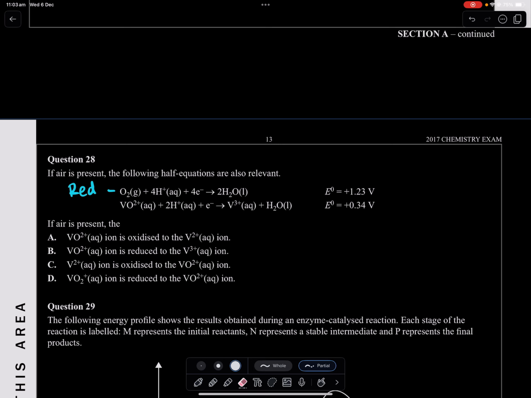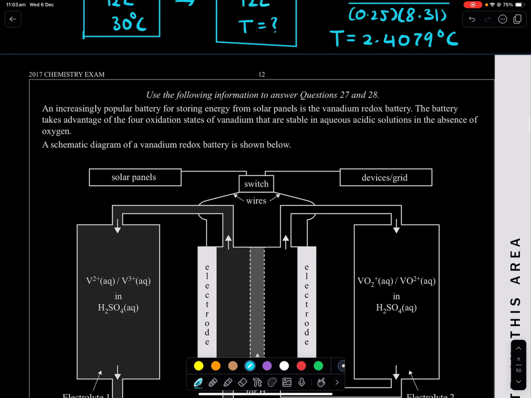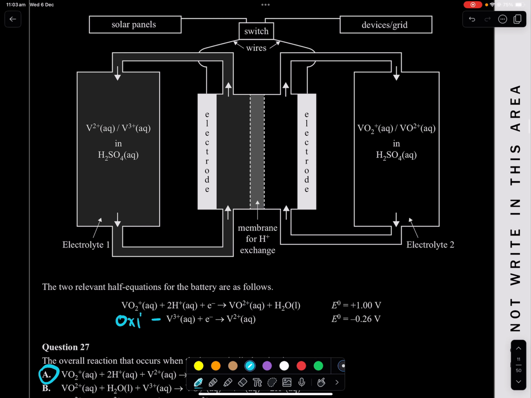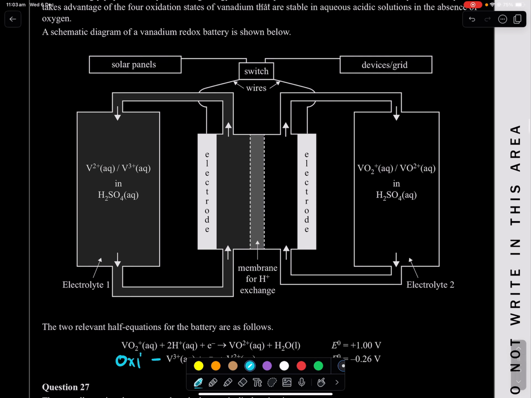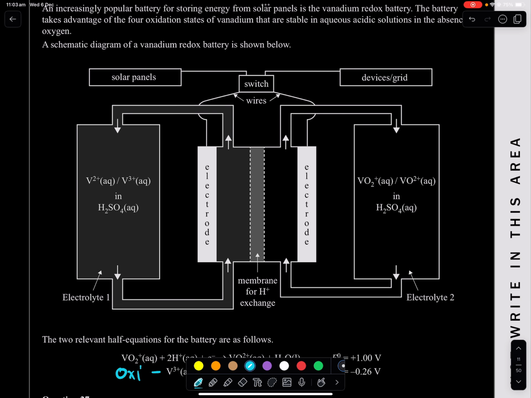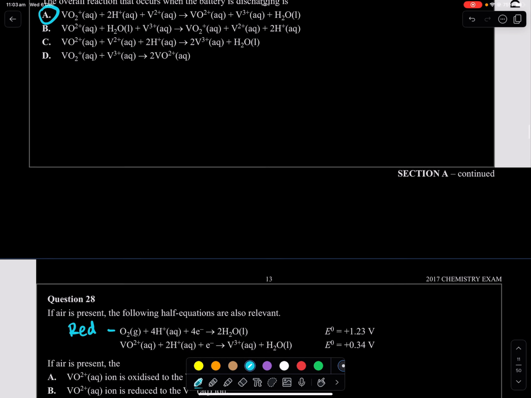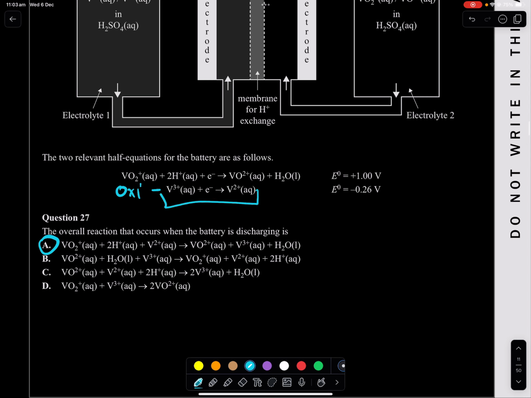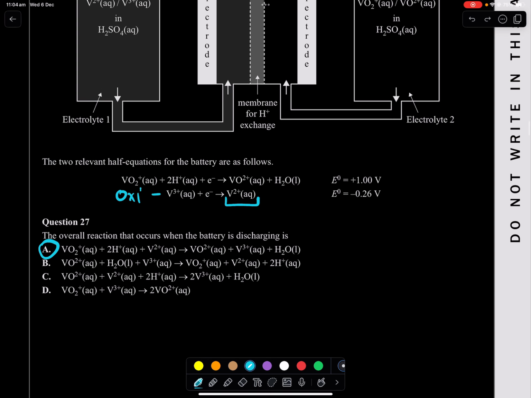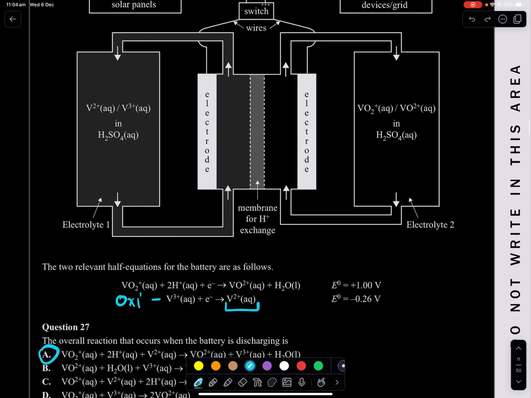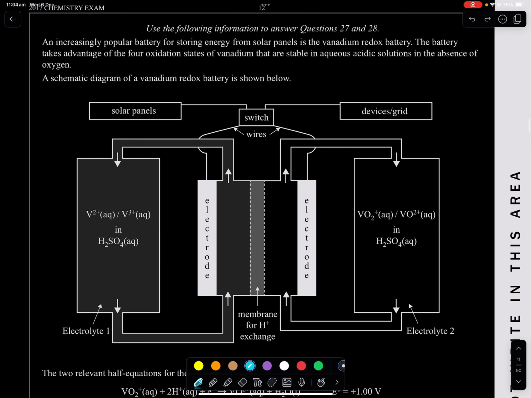Let's think again. Let's look back at the question. It takes advantage of four oxidation states. Okay guys, wait, this is where they've given you the hint. We know the one that was going for oxidation is this one, yeah? This one over here, which becomes V2 plus and goes to V3 plus ions. And what does that mean? Which one has the V2 plus here? It's this one over here. So this part is going to be oxidation, and this part is going to be the reduction side.